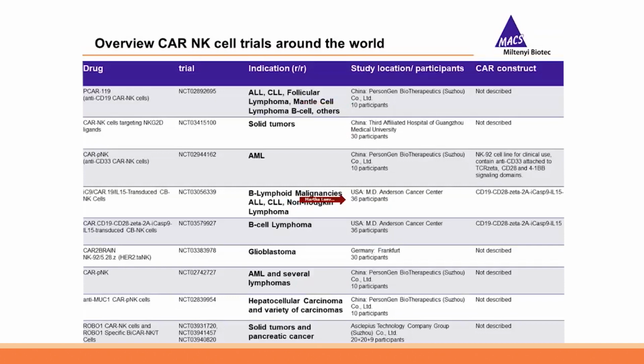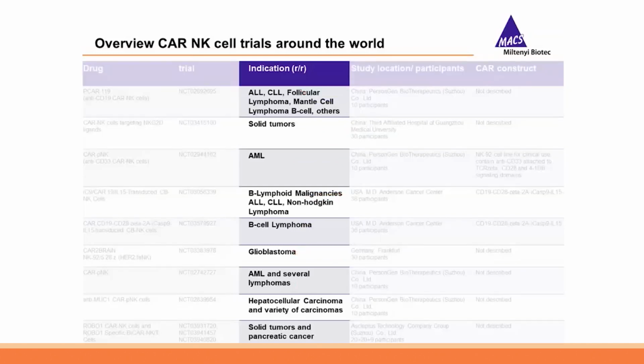One of the things that I want to highlight in this slide is that the majority of the studies are being conducted in China, in the US, or there's one also here in Germany. There are probably more, but not all of them are registered under this clinicaltrials.gov. The other thing that I wanted to also highlight is what type of indications they are being used for CAR NK cells. So apart from hematological diseases, we also have some solid tumors, glioblastoma, hepatocellular carcinoma, and even pancreatic cancer.